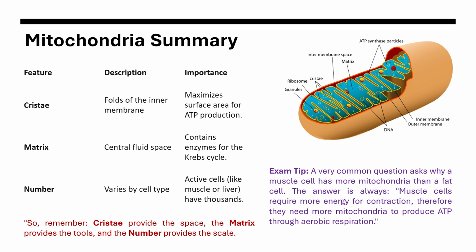Before moving to the next slide, here is an exam tip for you. A very common question asks why a muscle cell has more mitochondria than a fat cell. The answer is always: muscle cells require more energy for contraction. Therefore, they need more mitochondria to produce ATP through aerobic respiration.